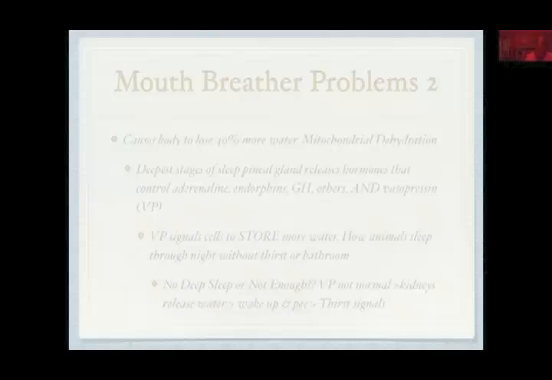Okay, more problems. Mouth breathing causes dehydration, so it causes you to lose 40% more water. Okay, mitochondrial dehydration. So there's water in mitochondria, there's water in the cells. The red blood cells are mostly made of water. I think it's 98% red blood cells are water. Okay, we have water all over our body. And if we get dehydrated, then things are not going to work properly.